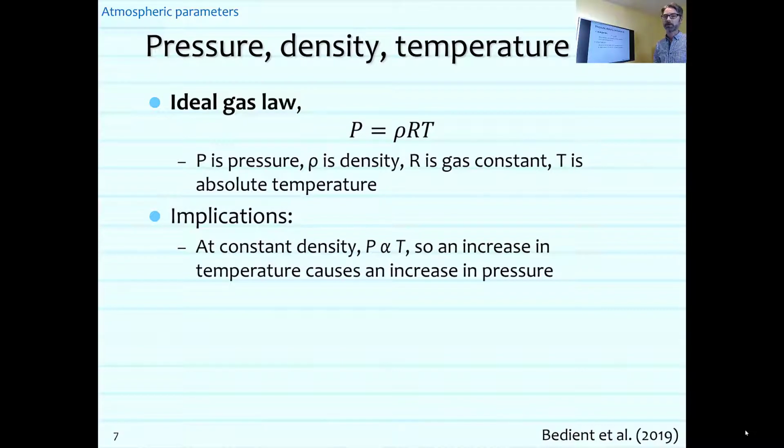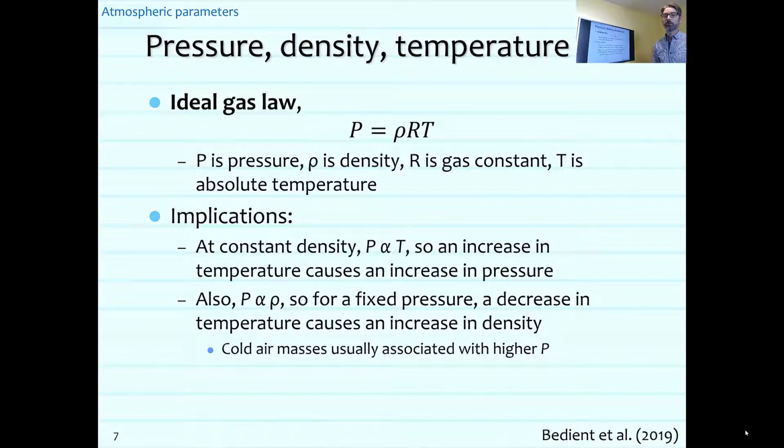Important implications of this equation are that at constant density, P is directly proportional to temperature, and so an increase in temperature will cause an increase in pressure. Also, pressure is directly proportional to density, so for fixed pressure, a decrease in temperature causes an increase in density. And so, interestingly, cold air masses are usually associated with a higher pressure than warm air masses.